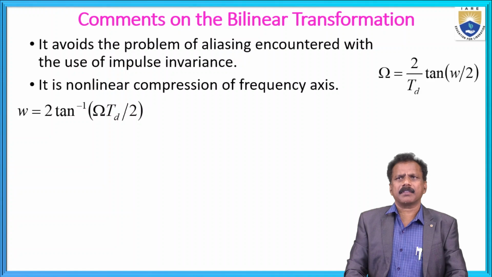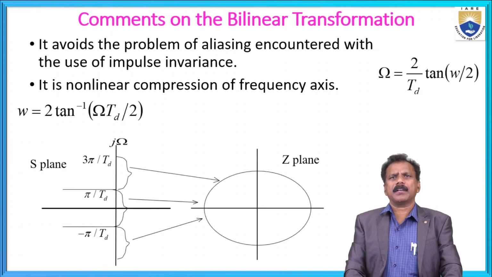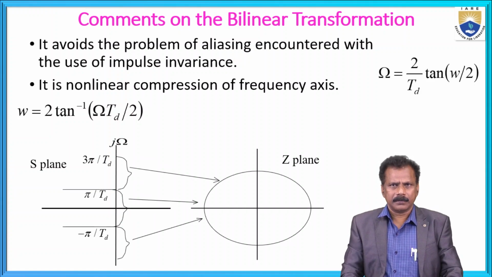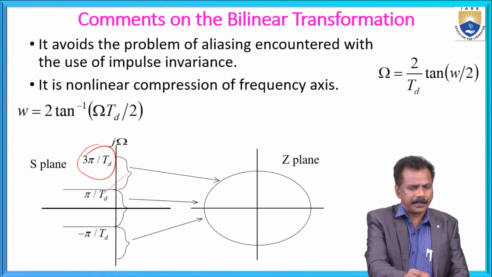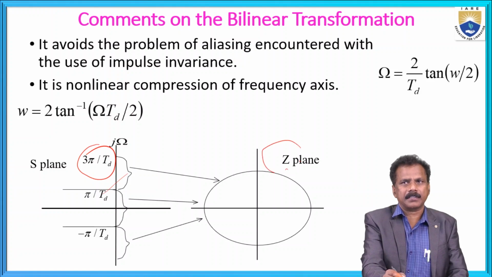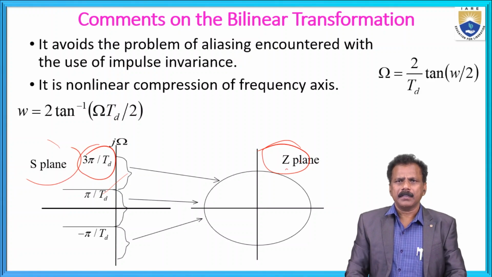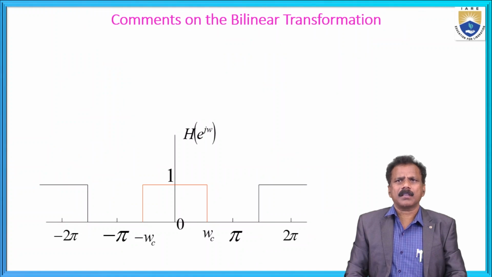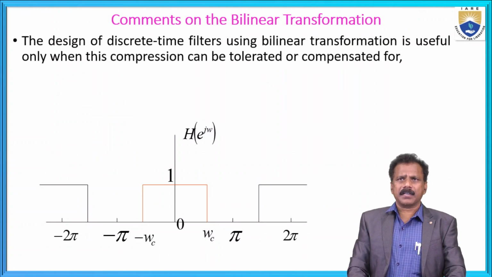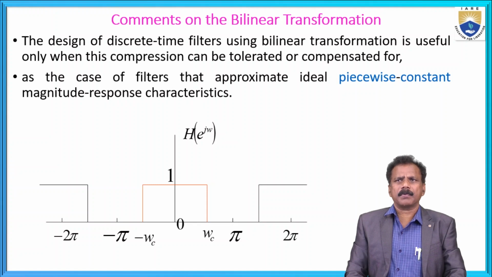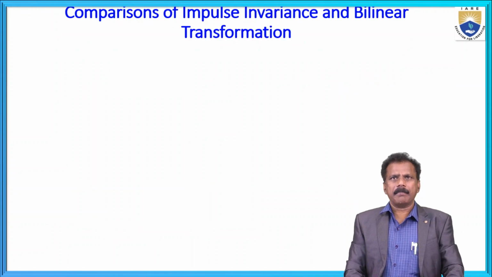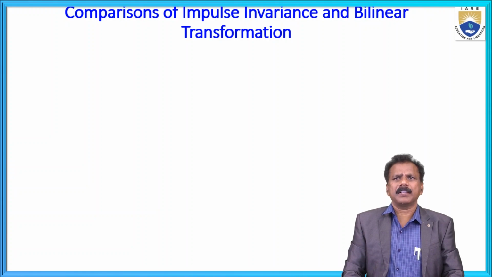Okay, it is a non-linear compression of the frequency axis. Like this, the z plane and s plane will appear like this, where minus pi by Td, 3 pi by Td and pi by Td on the s plane. Now how does it interact with the z plane and the s plane? The remaining comment: the design of a discrete time filter using bilinear transformation is useful only when this compression can be tolerated or compensated for, as in the case of filters that approximate ideal piecewise constant magnitude response characteristics. Now we compare the impulse invariance and bilinear transformation methods.